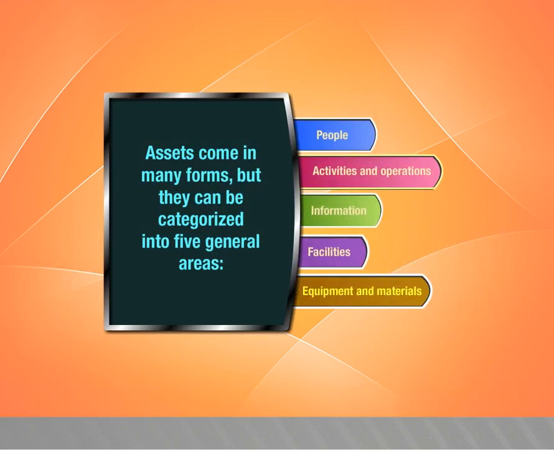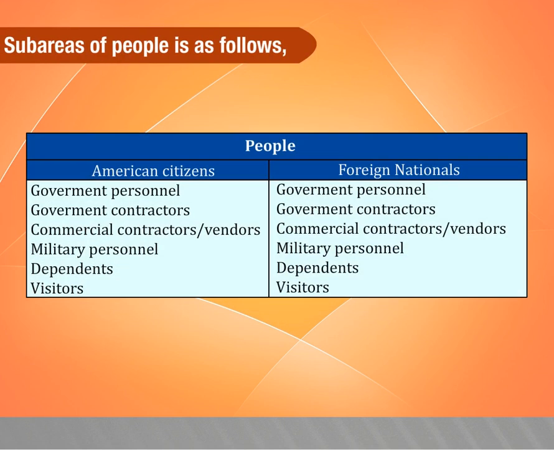Assets come in many forms, but they can be categorized into 5 general areas: people, activities and operations, information, facilities, equipment and materials. Sub-areas of people are as follows: American citizens, foreign nationals, government personnel, government contractors, commercial contractors or vendors, military personnel, dependents, visitors.